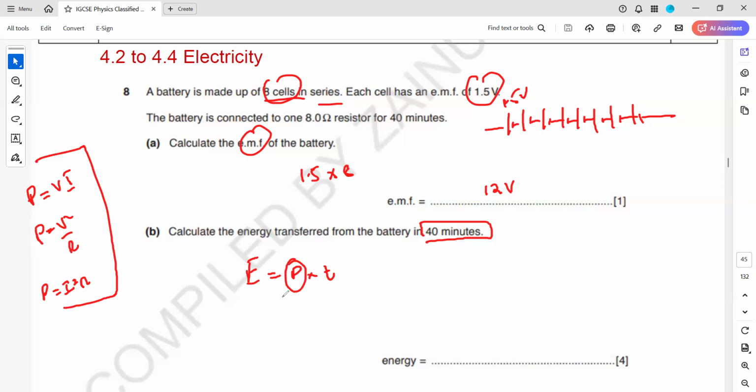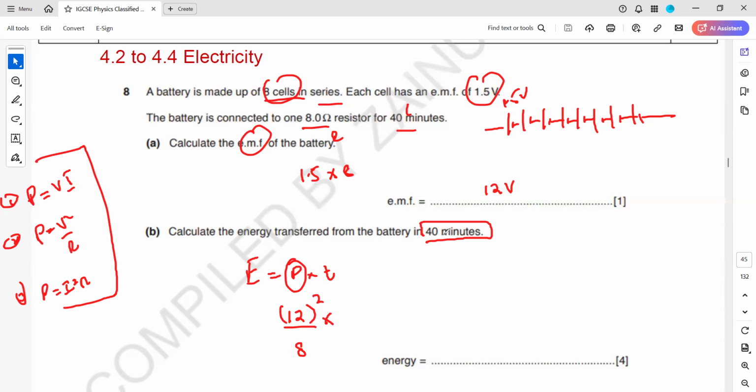So I need power. Which formula? I have the resistance, I have the time, and I have the EMF. How to work out the power first? Which formula of the power is applicable here? The second formula is applicable: V squared over R. I will take the total because the battery is there, so it will be 12 squared divided by R. How much is the resistance? 8.